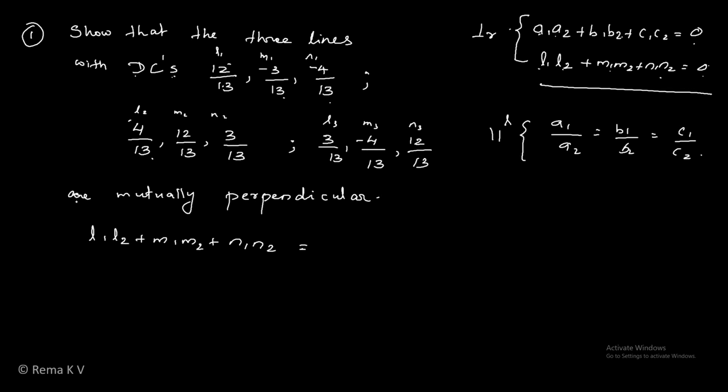We have to prove that these lines are mutually perpendicular, that is perpendicular to each other. This is the first line, this is the second line, and this forms the third line. So here you have to prove that the first and second lines are perpendicular to each other, second and third are perpendicular to each other, and these two are perpendicular to each other. All these three cases you have to prove. So first you find out the value of this and give your answer.